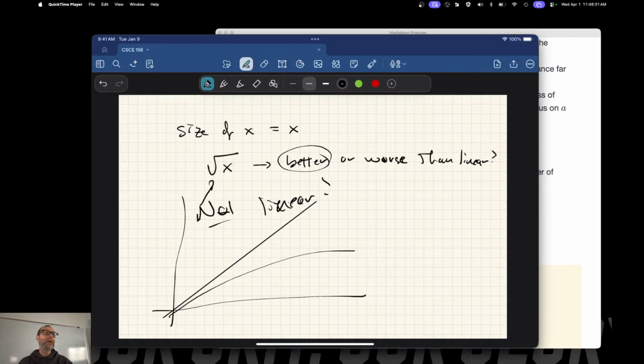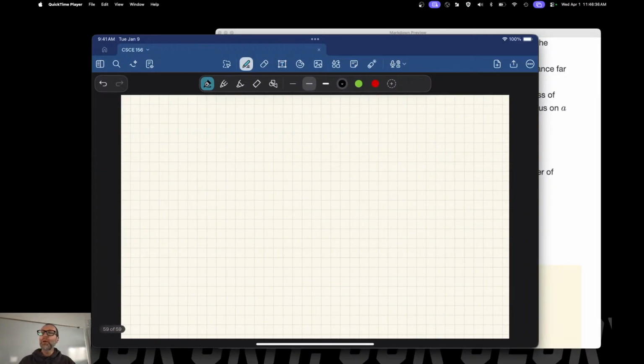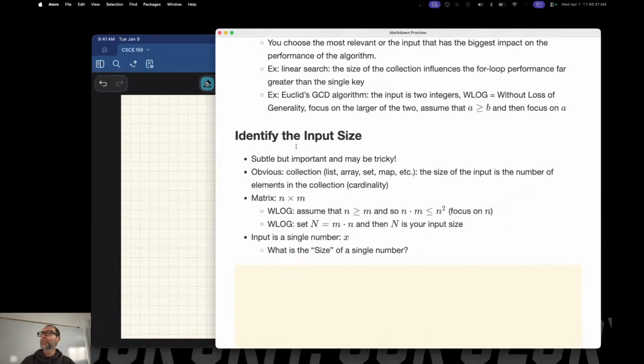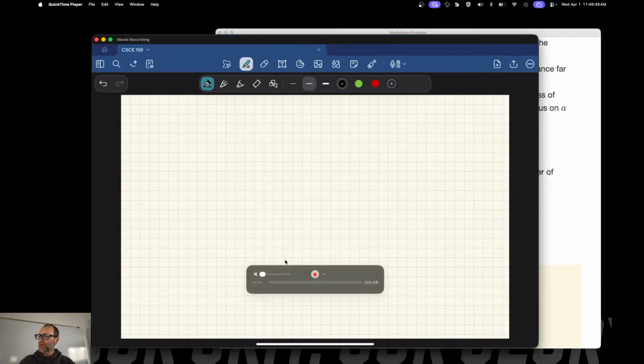Right? It was not linear 3,000 years ago. And the reason for this is that we need to come back to our principles, our step 2 here, and we need to identify the actual input size. What is the size of a single number?